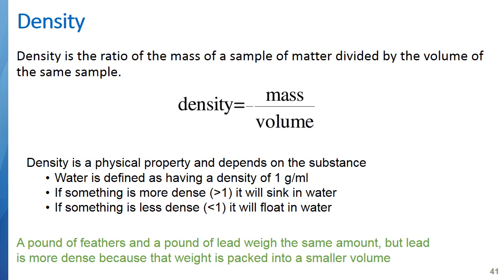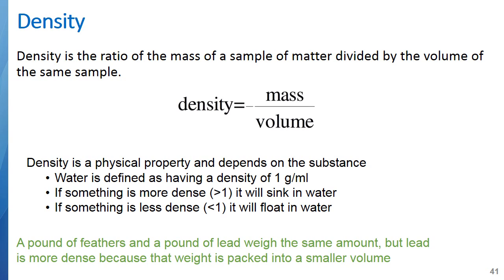So, for example, if I said I have a pound of feathers and I have a pound of lead, which one weighs more? Well, because I said a pound of each, they would weigh the same. But if I said which one takes up the least amount of space, a pound of feathers or a pound of lead, hopefully you would say a pound of lead. I could probably fit a pound of lead in my hand, whereas a pound of feathers I might need to have a whole bag full or something like that.